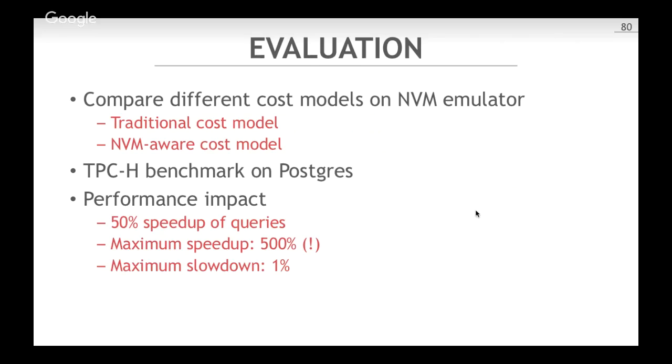And the major finding of this is that when they used their NVM-aware cost model on NVM storage, on average, Postgres was able to pick query plans that had a 50% improvement in performance over the disk-based cost model. And in the maximum case for one particular query, they got a 500% improvement, which is quite significant. It shows, again, why you need to re-architect your cost model to take NVM into consideration. And at most, there was a 1% degradation in performance because of this.